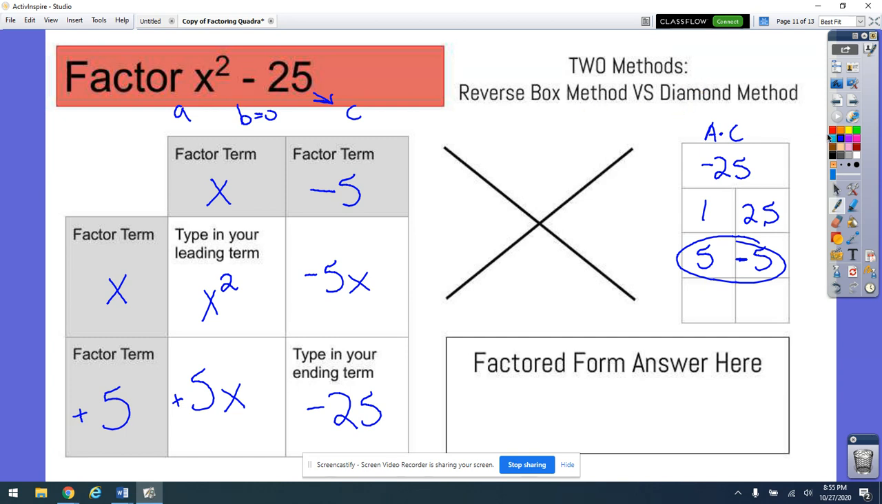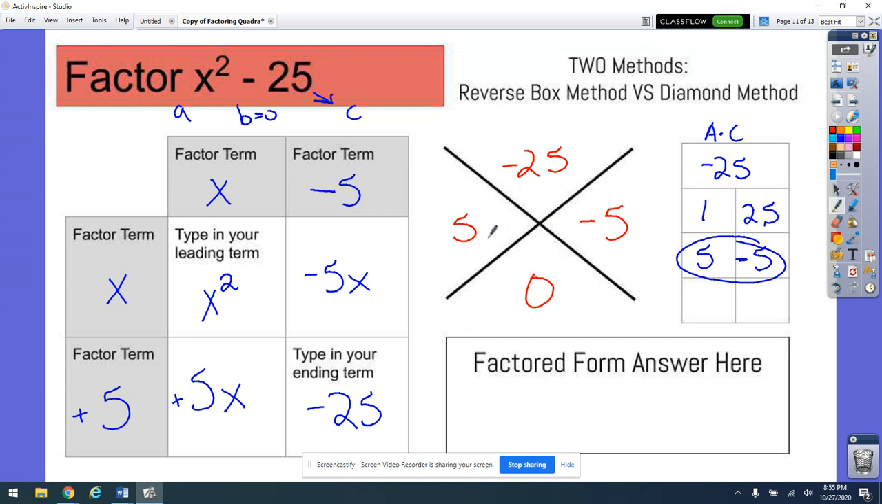But let's go ahead and do that diamond method. Diamond method ignores all this. You have this piece, now I have a negative 25. What's my b number? So b is going to be 0. Out of these two, which one can possibly give me 0? That would be a 5 and again a negative 5. So double check: 5 times negative 5 is negative 25, and 5 minus 5 gives us 0, and that's how we check it here.